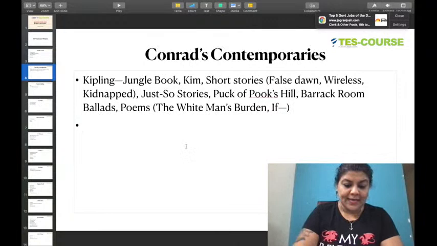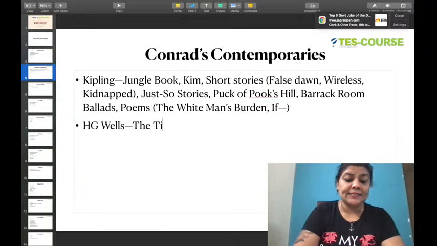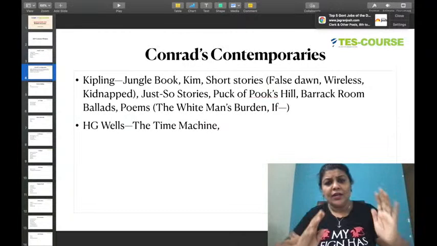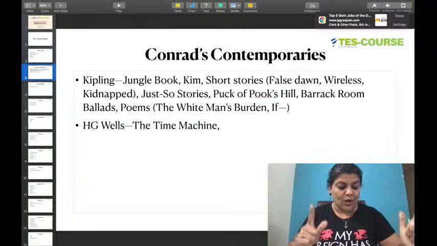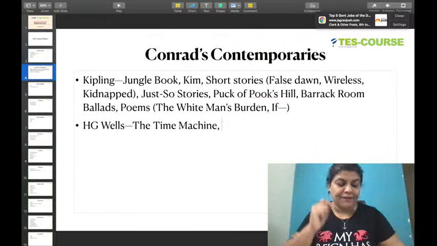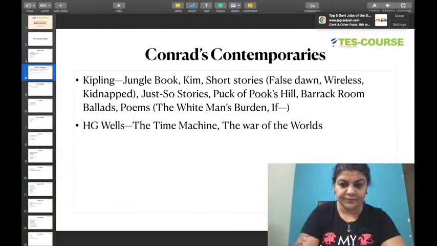Then, H.G. Wells. What are the works by H.G. Wells? The Time Machine. In the Time Machine, the time traveler is going to the future. The year he is going to is 802,701. Do you know the year of publication of Time Machine? 1895. Then the War of the Worlds.